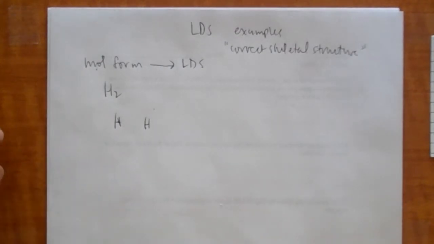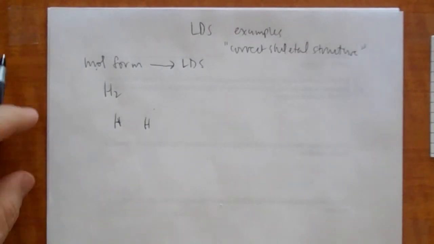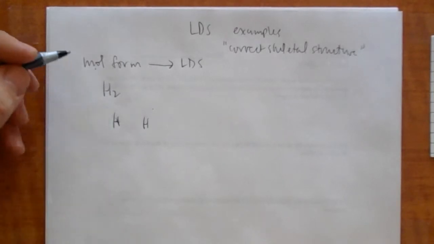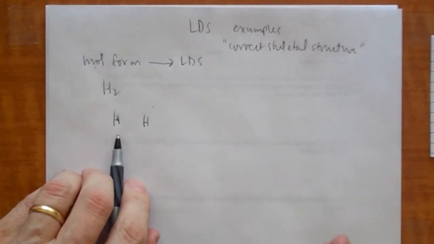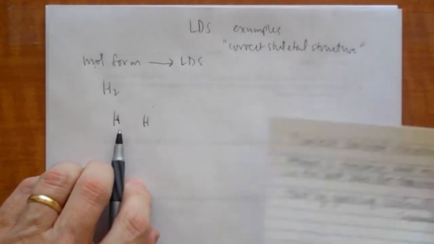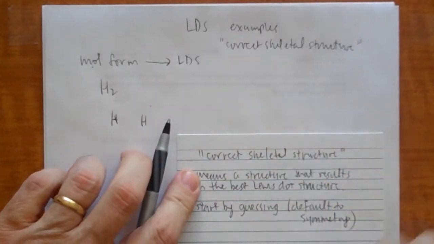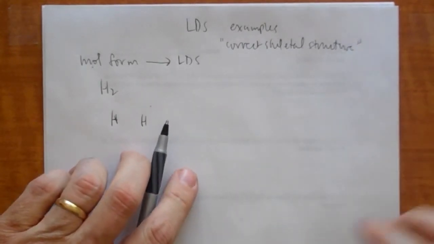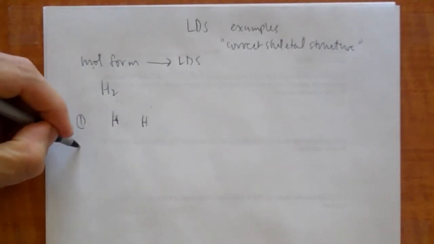And it's not unusual, by the way, to have a pretty simple molecule that you've got to evaluate. So let's start there. Pretty simple. There's only one possible guess. So the correct skeletal structure is obvious just because we try. Okay, so we make a guess. That's step number 1.